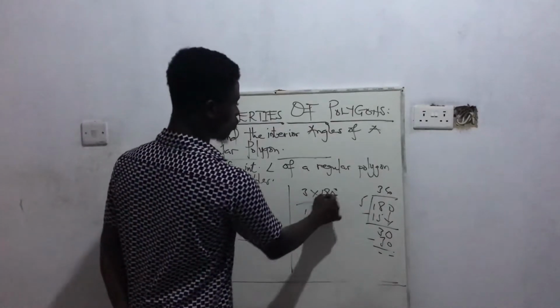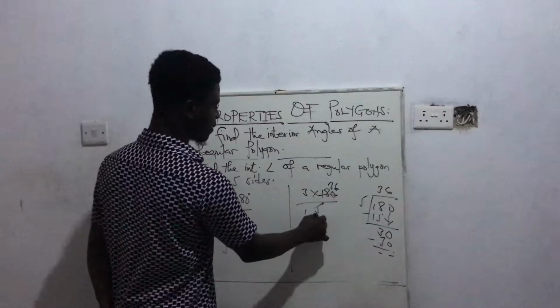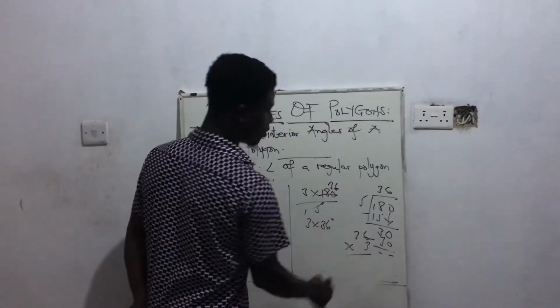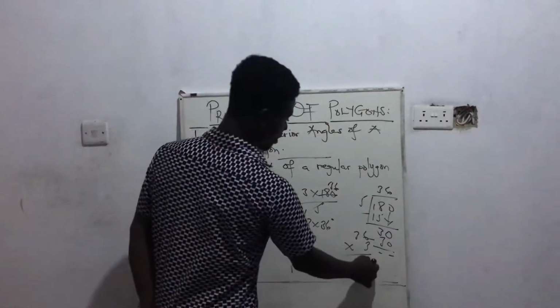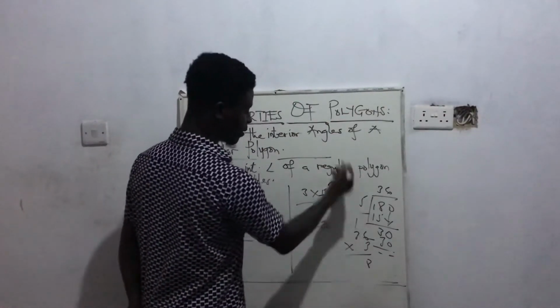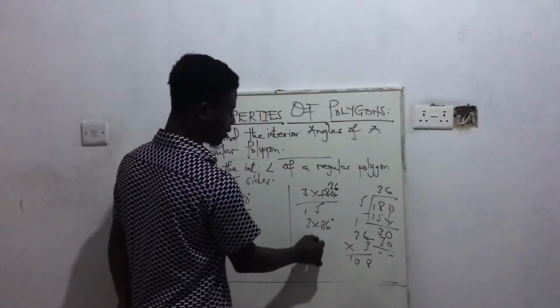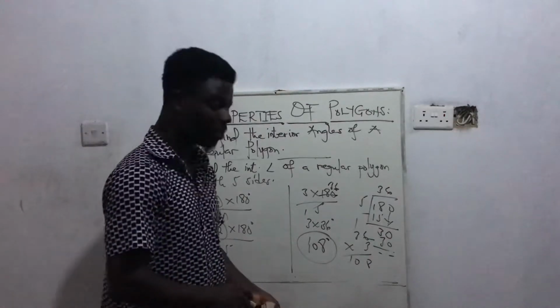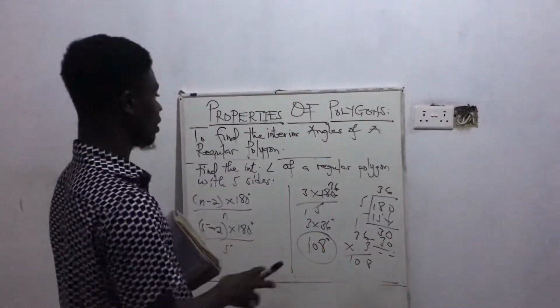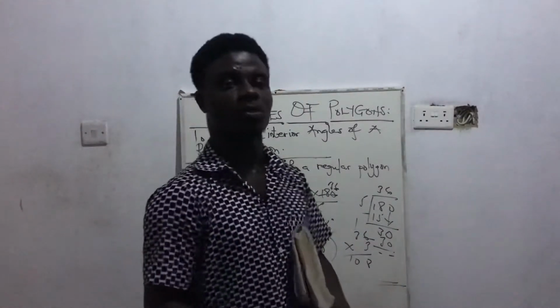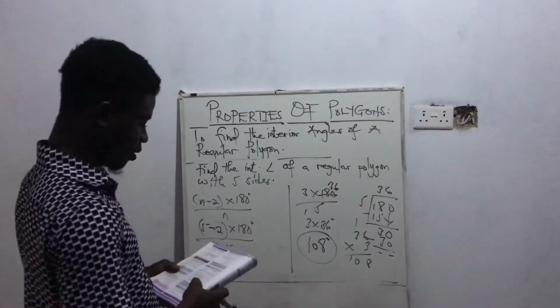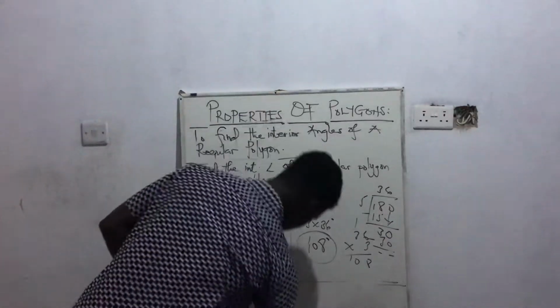So 5 into 180 is what? 36. So 3 times 36 degrees. So 36 times 3, which is 3 times 6 is what? 18. 8 carry 1. 3 times 3, 9 plus 1, which is 10. So 108 degrees. So it means that each interior angle of a pentagon is 108 degrees. Very, very simple.